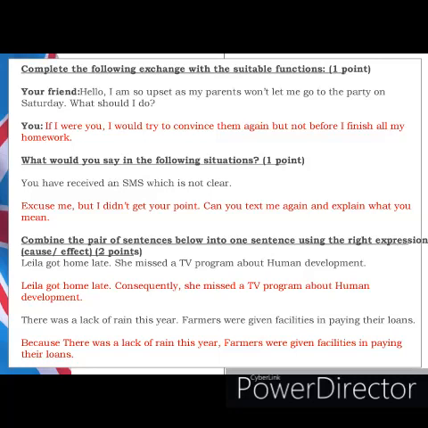Okay, so this is just an example. Last one, combine the pair of sentences below into one sentence using the right expression.